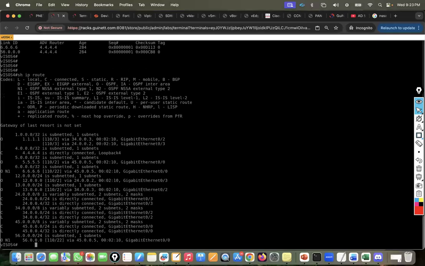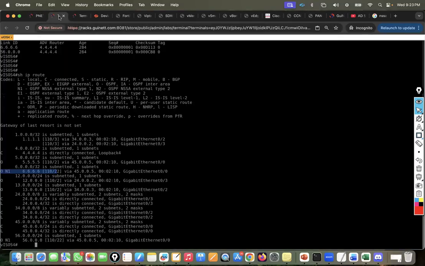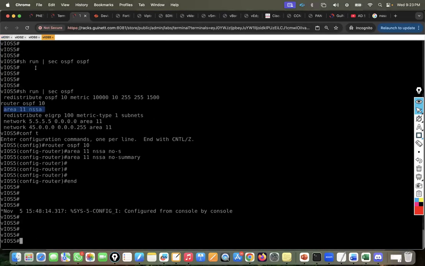You're seeing some special route here? N1. What is that route? Earlier we saw E1 and E2 routes, but this is OSPF NSSA. So by default, why is it coming as N1? Because we set the metric type here. Yes, R5, last time we set the metric type, that's why it's coming as N1.